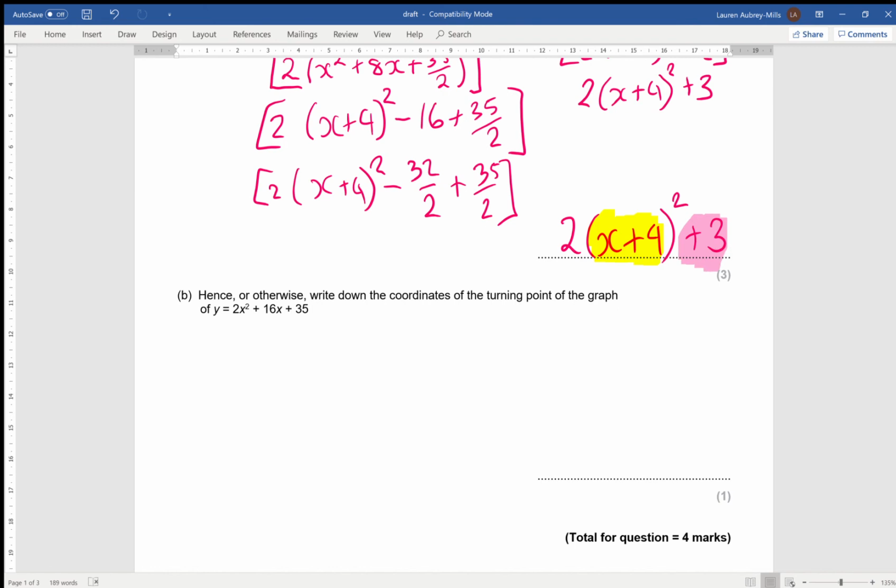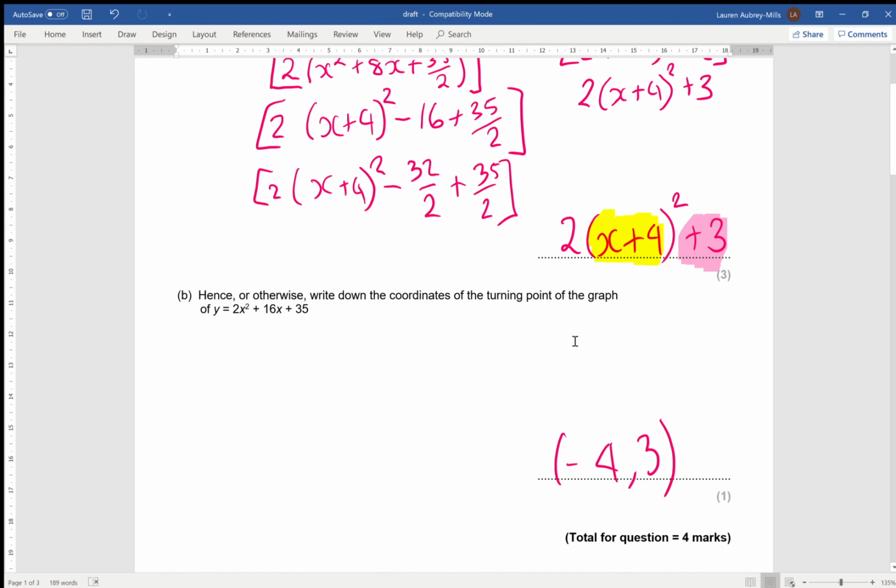So all we need to think about is whether it is positive or negative. The x value is similar to when you find the coordinates where you pass the x-axis. It's the opposite of what you would expect from what is inside the bracket. So the x value will be -4, and the y value will just be whatever this is here, +3. There are links to straight line graphs, where it's always the constant value that's the y-intercept. It's similar to how it works here.